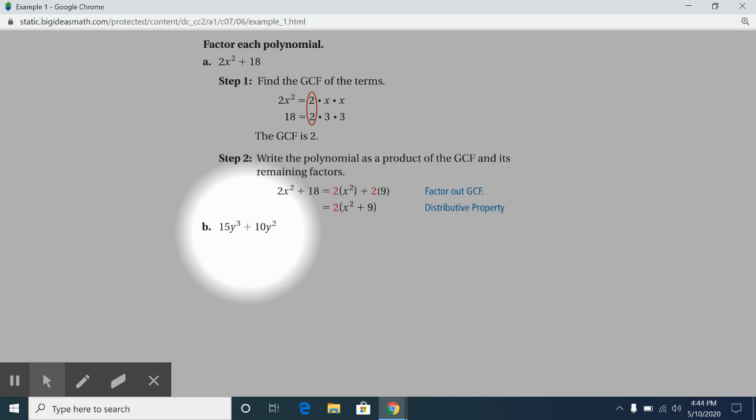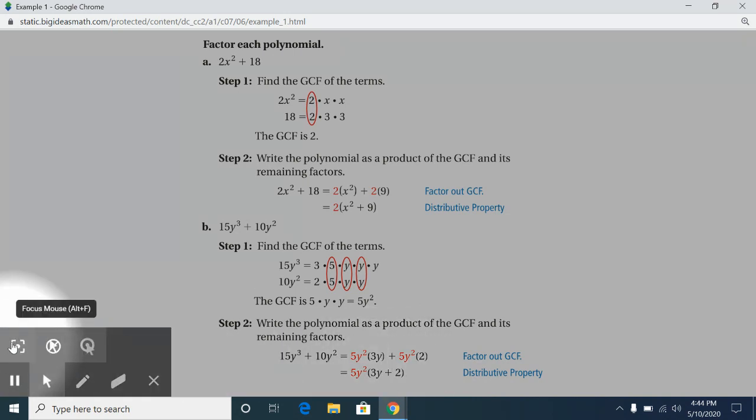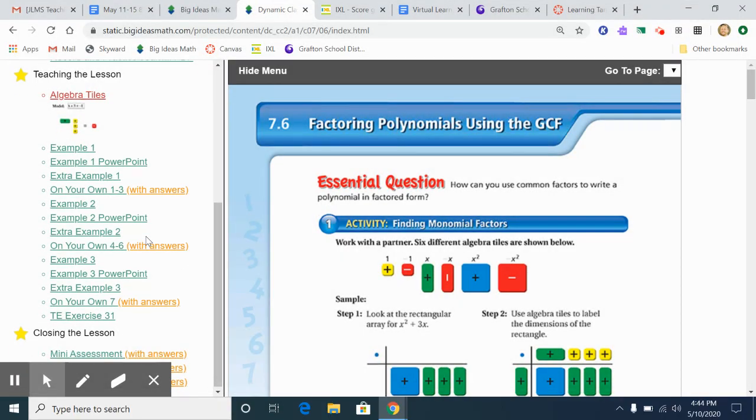Here's another. Between 15y cubed and 10y squared, what's our greatest common factor? It would be 5y squared. So when we factored that out, we were left with 5y squared on the outside, and then what's left after dividing by that greatest common factor, which would be 3y plus 2. That's something we need to know for today's lesson for sure.